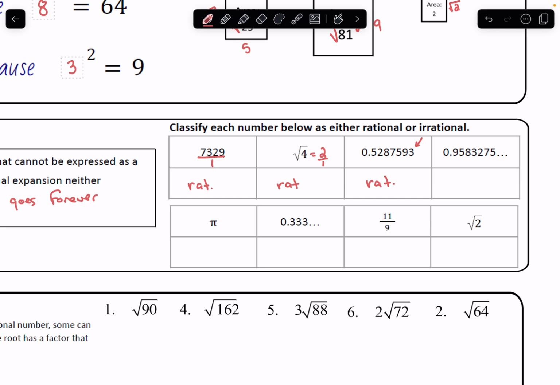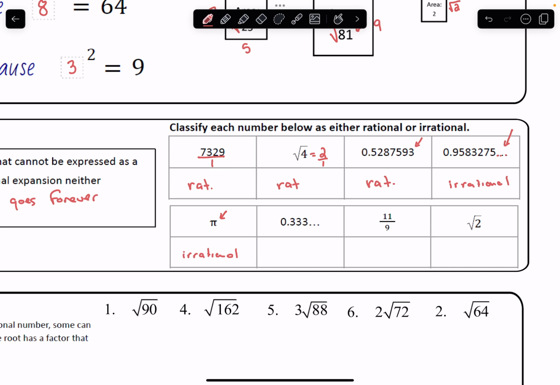The next one, though, 0.9583275... What that means is it's going to keep going and going and going, and it's not going to stop. So this is called an irrational number. Pi. You know that pi has decimal places that never end. That's because pi is an irrational number.